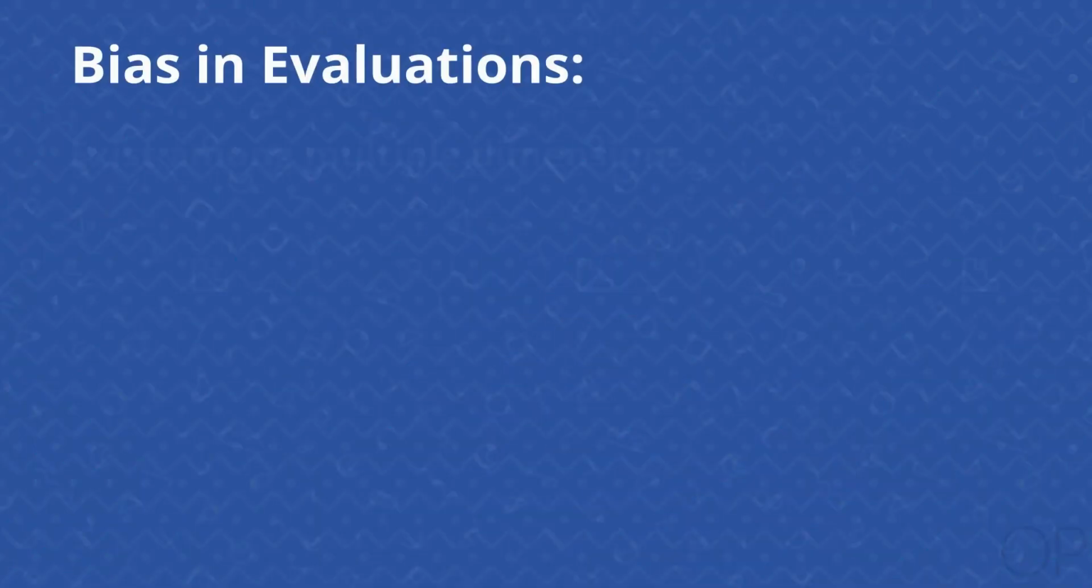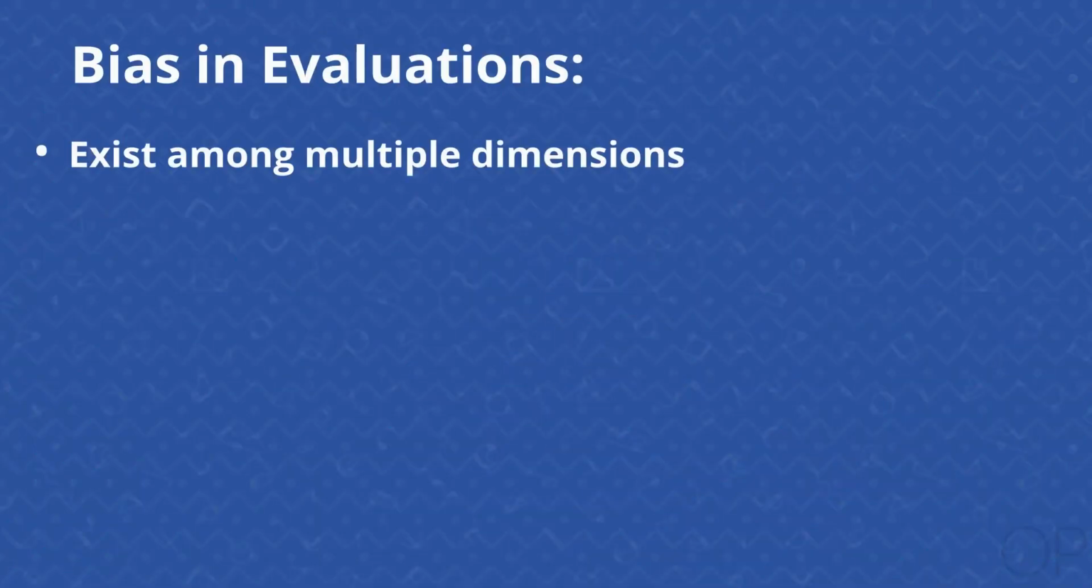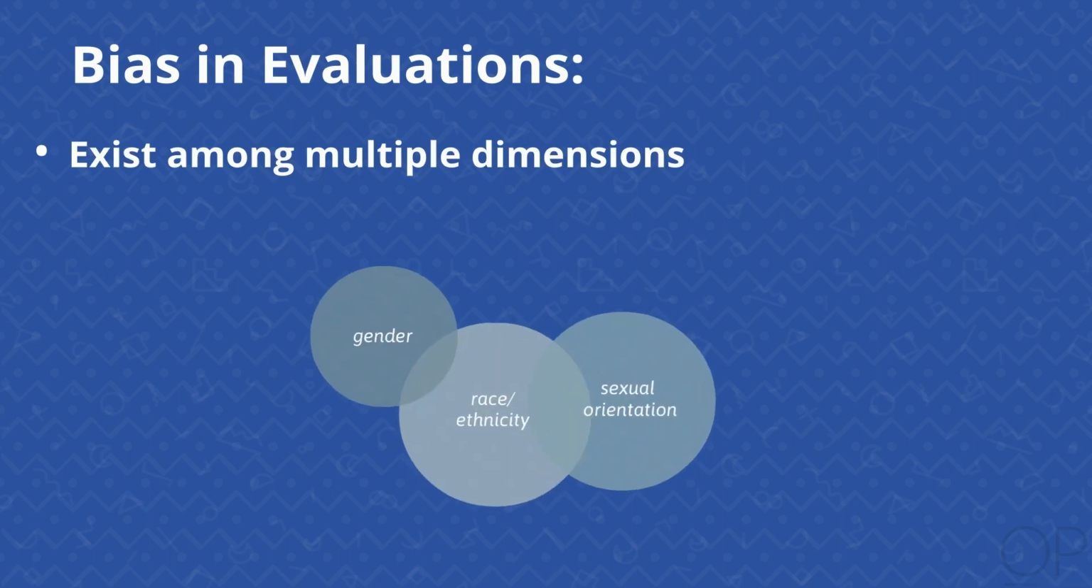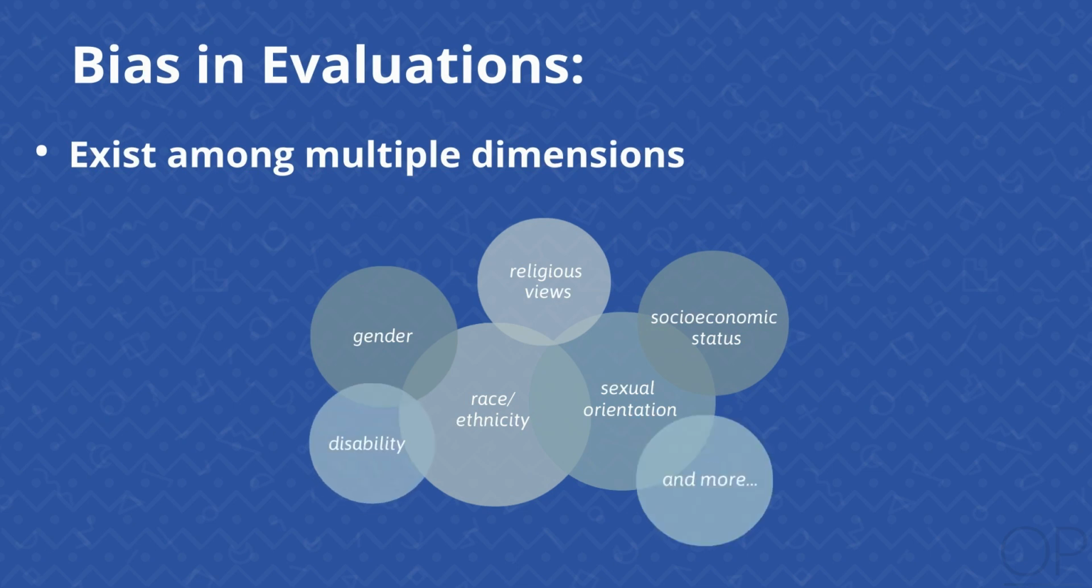Due to their subjective nature, there is concern for implicit bias within medical evaluations among multiple dimensions. These include, but are not limited to, gender, race, ethnicity, sexual orientation, religion, socioeconomic status, and disability. The most well-studied of these biases are gender and race and ethnicity.